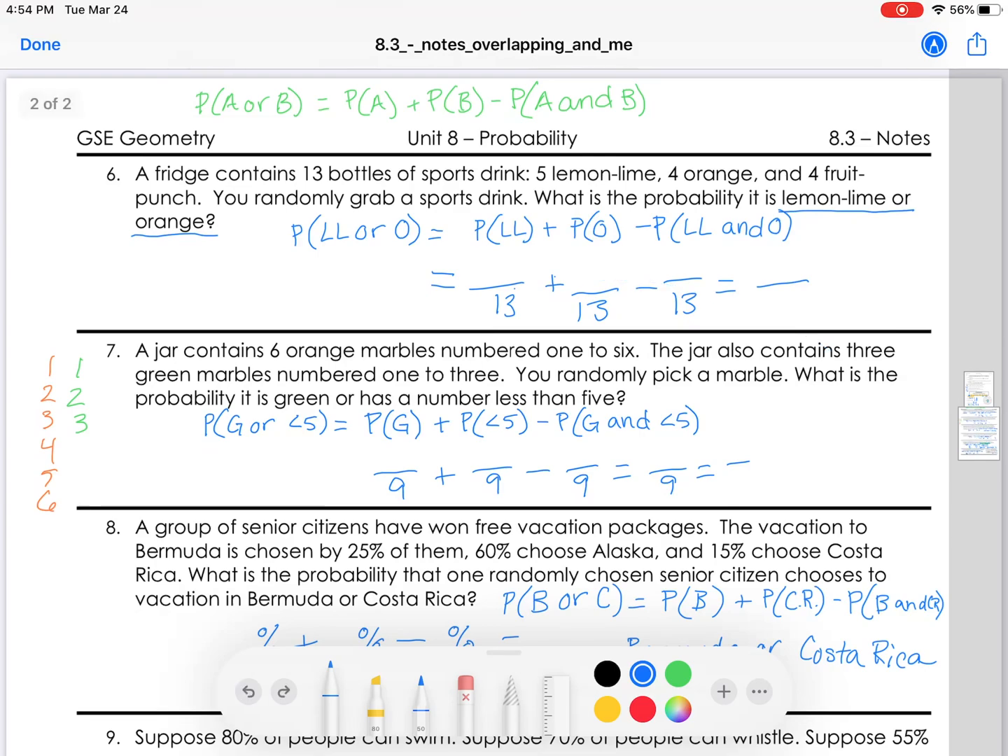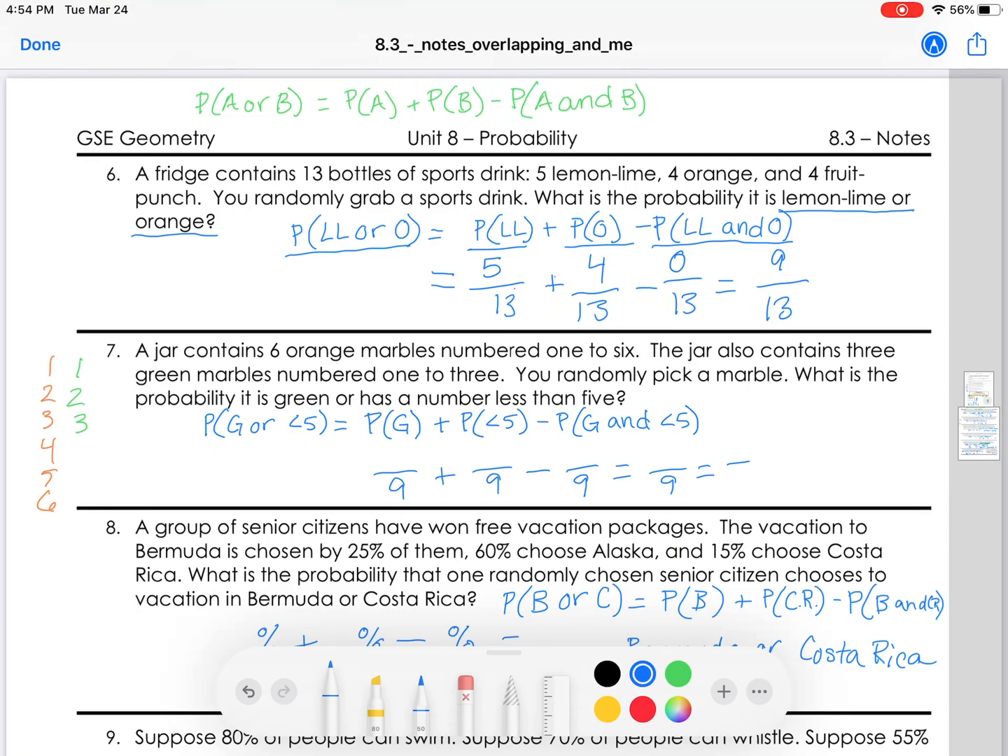Because it says or, I use the probability of one or the other formula right here, and I wrote it out. The probability of lemon lime plus the probability of orange minus the probability of lemon lime and orange at the same time. All right, so I would have a 5 out of 13 chance of lemon lime, and a 4 out of 13 chance for orange, and then I subtract 0 out of 13 because there's no way I have a lemon lime and orange at the same time, and so there is a 9 out of 13 chance that I will select lemon lime or orange if I just blindly chose one out of the fridge.